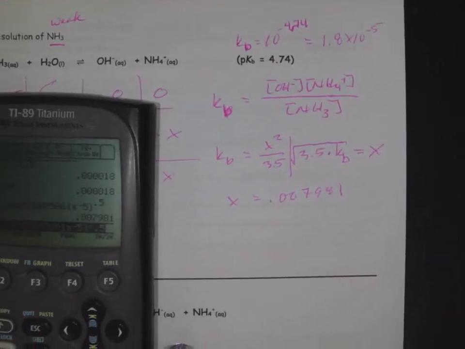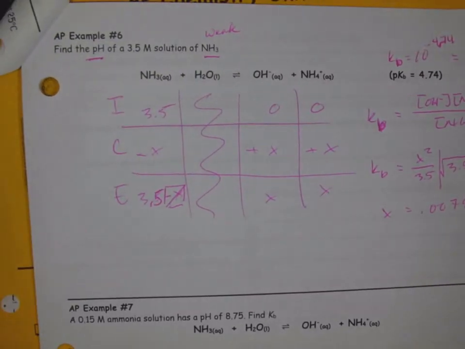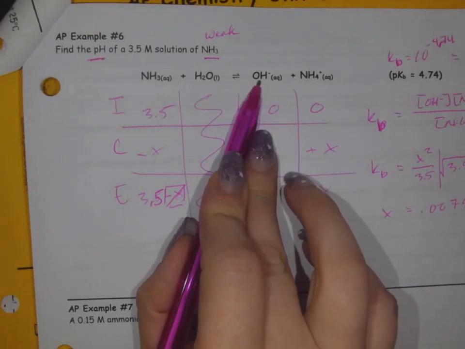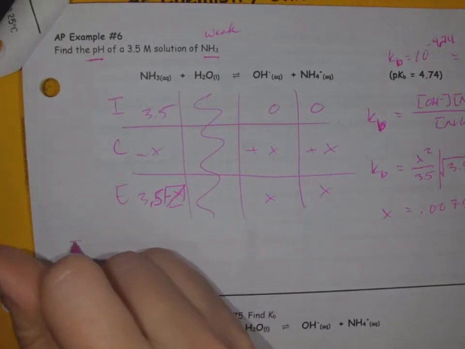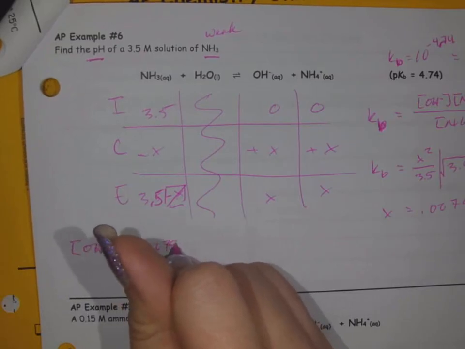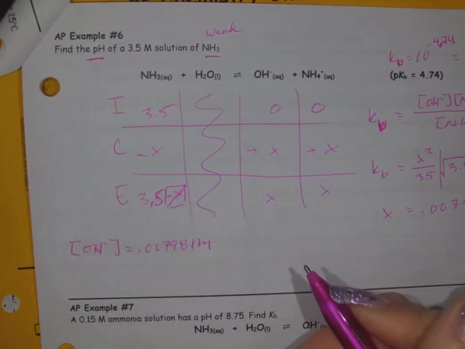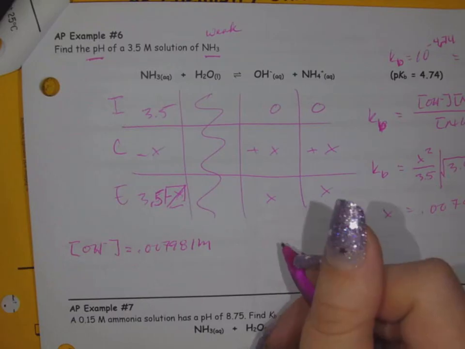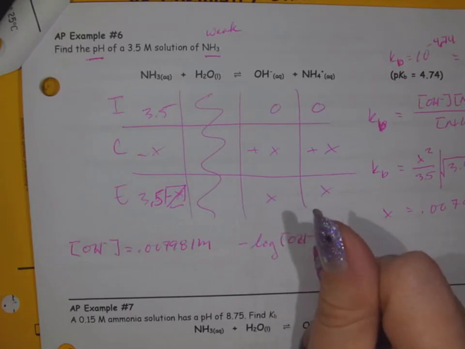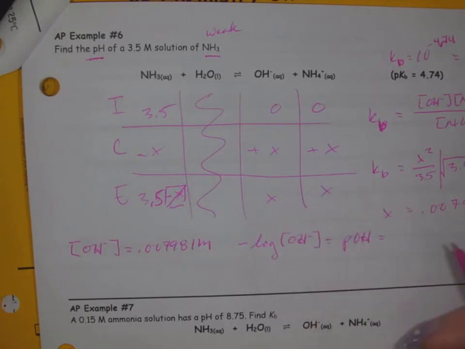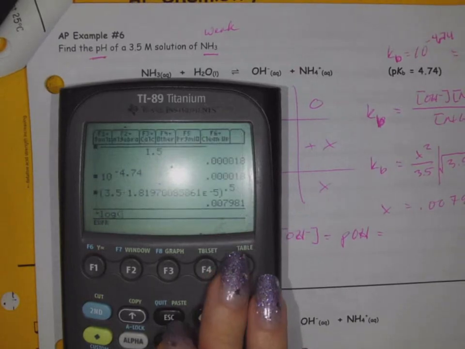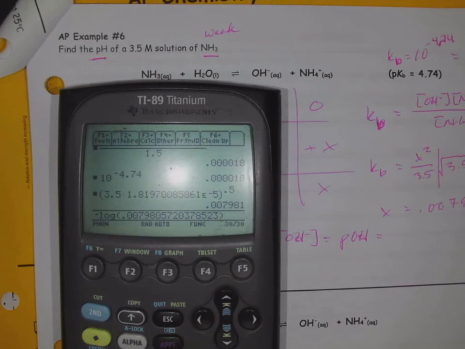So x is equal to 0.007981. Now here's an important thing I need you to know. This is the concentration of hydroxide, not the concentration of H+. So the concentration of hydroxide is equal to x, which is this 0.007981 without considering sig figs. So to get my pOH, I do the negative log of that concentration of hydroxide. That will equal pOH. Let me run that number.